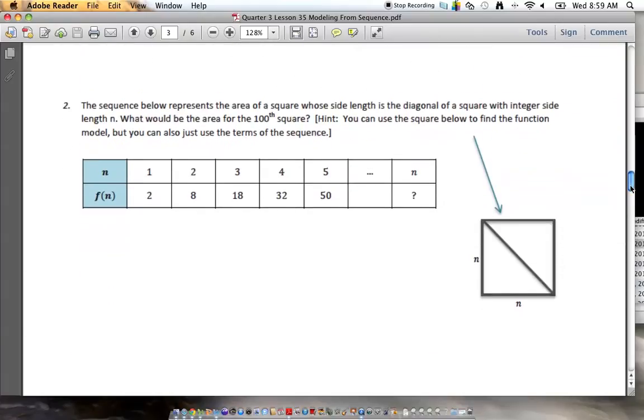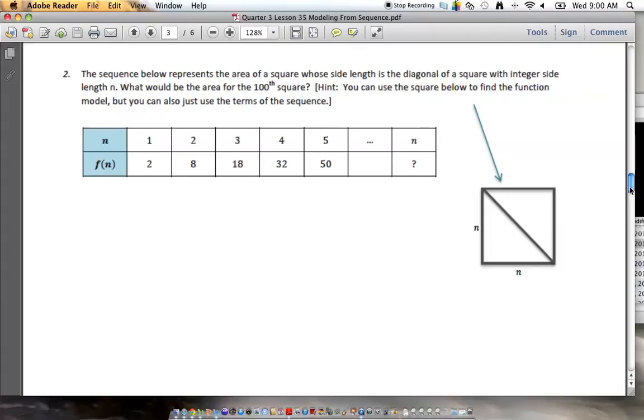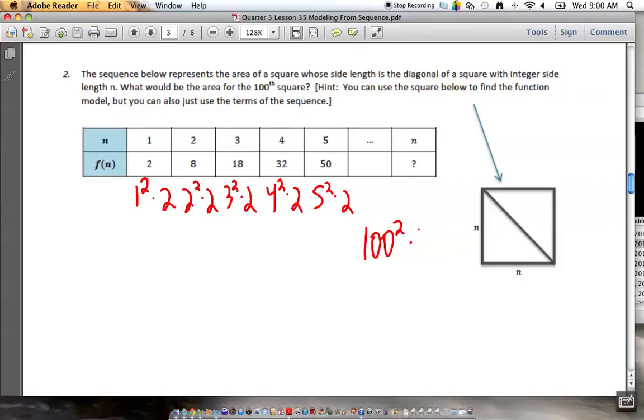They want to know what's the area of the 100th square. Well, listen. Alex just said the formula is 1 squared times 2, 2 squared times 2, 3 squared times 2, 4 squared times 2, 5 squared times 2. So if I'm going to do the 100th square, it's going to be 100 squared times 2. 100 squared is 1 followed by 4 zeros, which is 10,000, times 2 is going to be 20,000. Any questions?